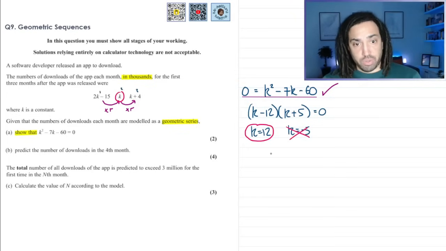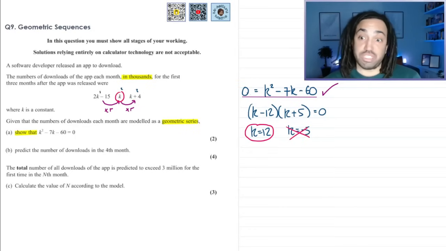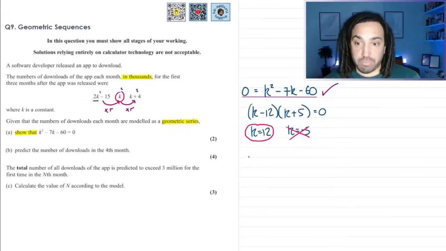So, in order to find the next, well, let's just write out the series actually, because we've got k now. So 2k minus 15 is 24 minus 15, which is 9. So we start at 9, and then we go to k, which is 12, and then we go to k plus 4, which is 16.